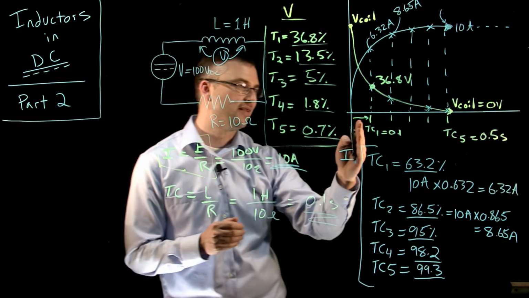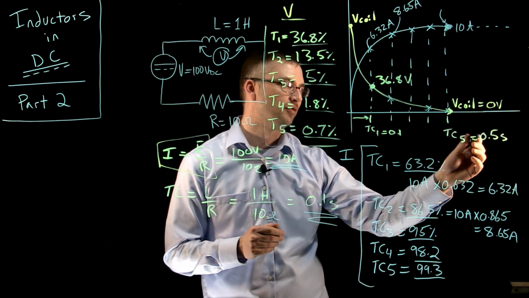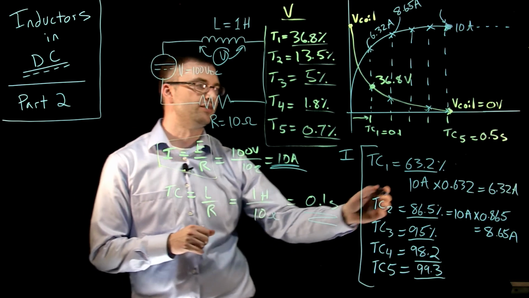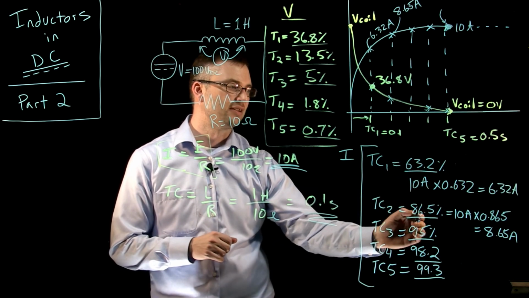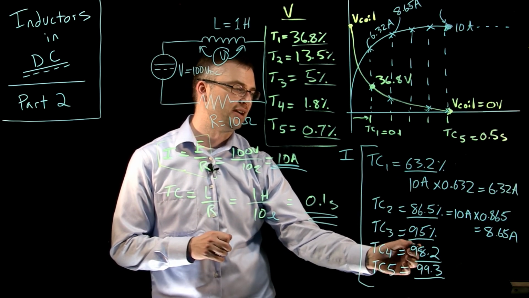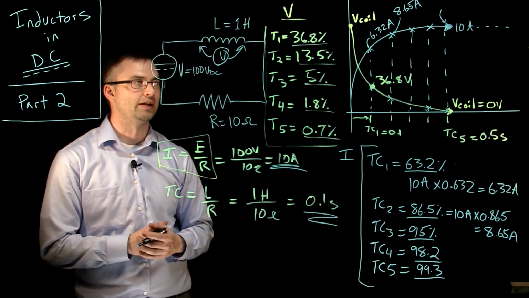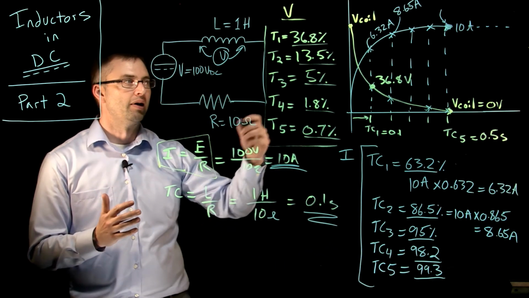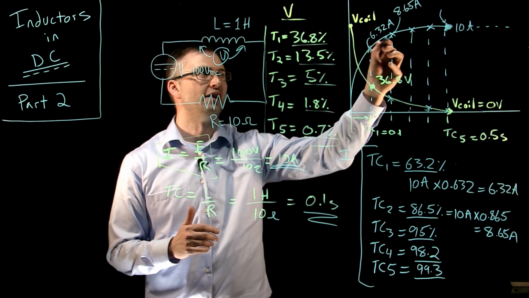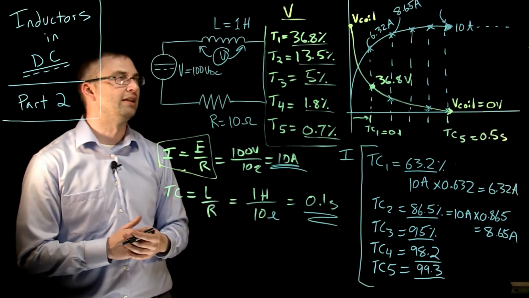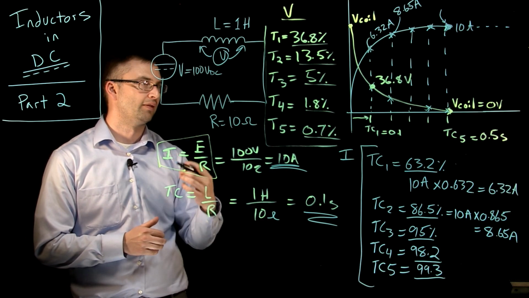It took 5 of those time constants to get to max, so it took a half a second to reach steady state. And then we use our 63.2, 86.5, 95, 98, and 99 percentage values in order to calculate the points of current, what value of current is available, or should I say going through the inductor at each time constant, all right?